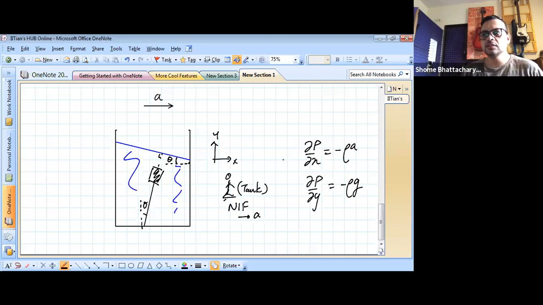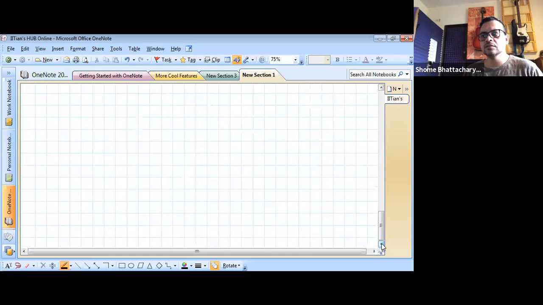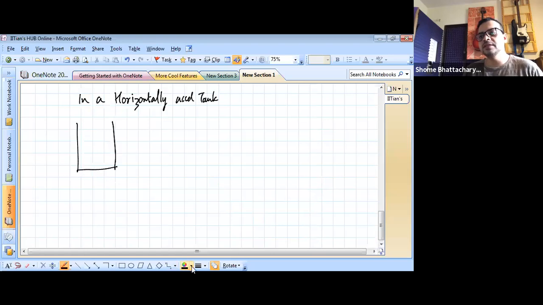So you know this thing, right? That there is this kind of pressure gradient in an accelerated tank, in a horizontally accelerated tank. If you make a free body diagram of a fluid element, you understand why that happens, in the frame of the tank.